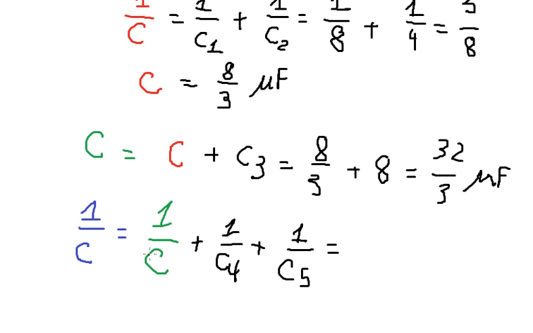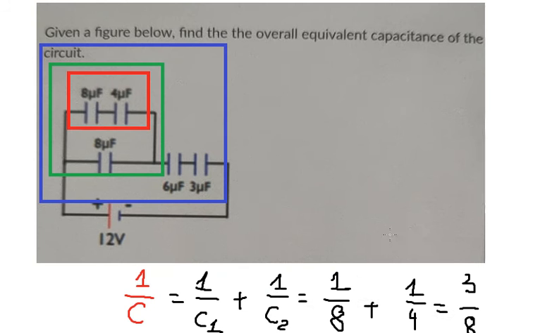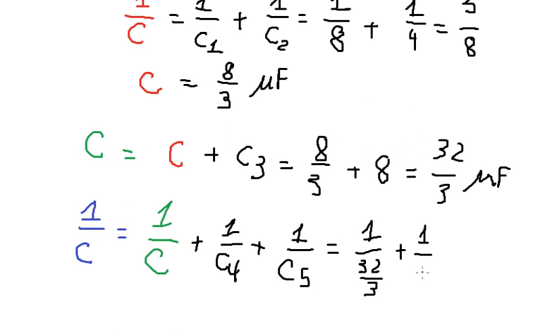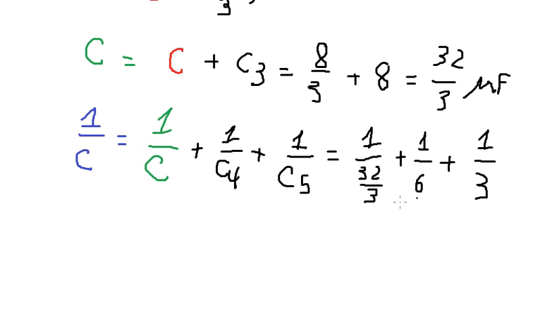So the green one, we have 32 over 3. We put in here. C number 4, we have 6. And C number 5, we have 3. So we sum the 3 fractions in here, and we will have 19 over 32.